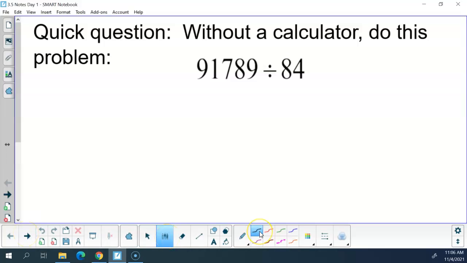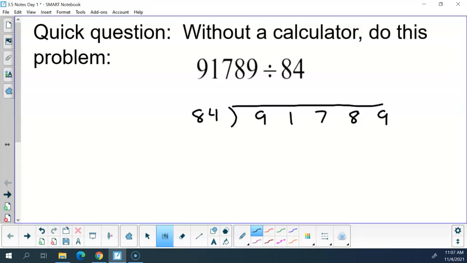Right. You put the 84 on the outside. 84 goes on the outside. Draw a back front door thing, yeah. And 91,789 goes on the inside. Yes? Okay. Now what? How many times?